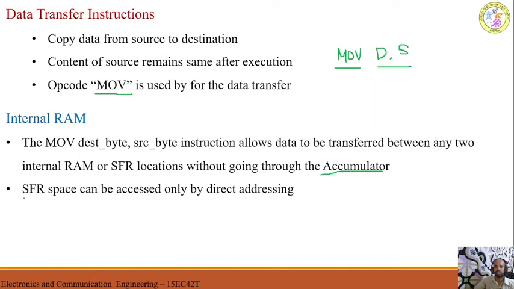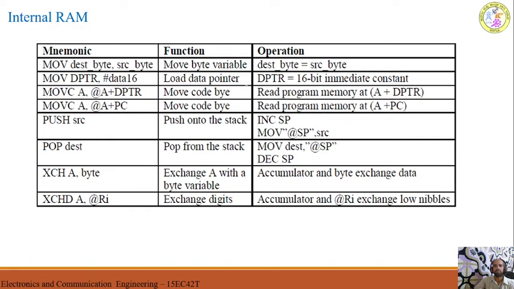If I want to access the special function registers, then I must write the address of the particular SFR. We know the different SFRs have unique addresses, and this address has to be mentioned in the instruction. Coming to the examples of internal RAM operation, we have MOV destination comma source byte. That is nothing but destination byte equals source byte. Move the byte variable from source to destination. After the execution, the content of the destination is the same as that of the source byte.